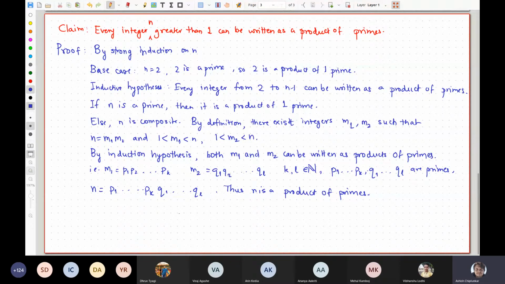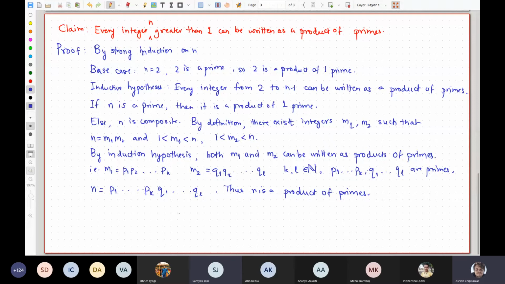What I want you to pick up from this proof is how you write a proof using strong induction. That's all. Samyak? Sir, I wanted to know how can we say that this will be unique? Like, separate question, but how can we say this? That's not even a claim right now, right?